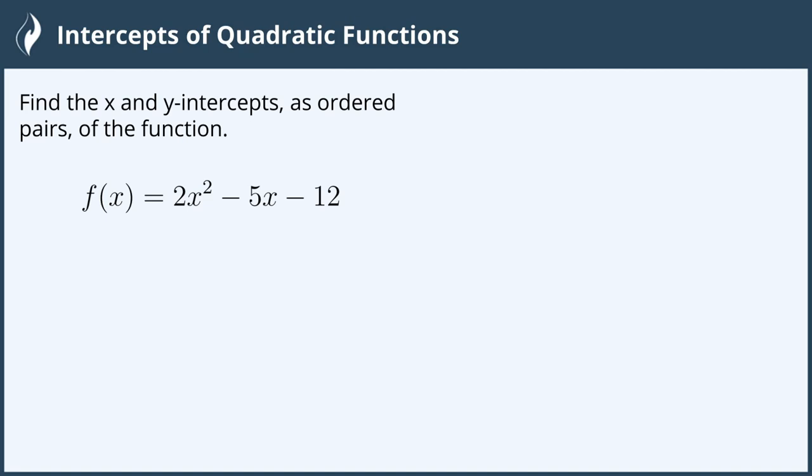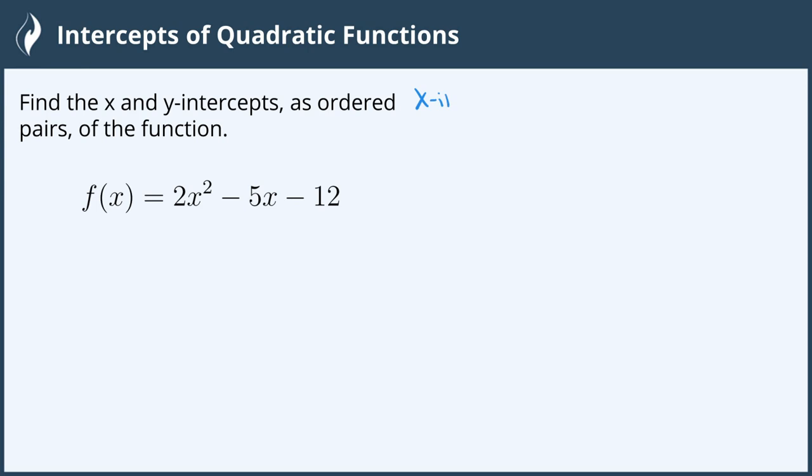Hi everyone! In this video we will find the intercepts of quadratic functions. Find the x and y intercepts as ordered pairs of the function f of x equals 2x squared minus 5x minus 12. The x and y intercepts are found when the opposite variable is a 0.